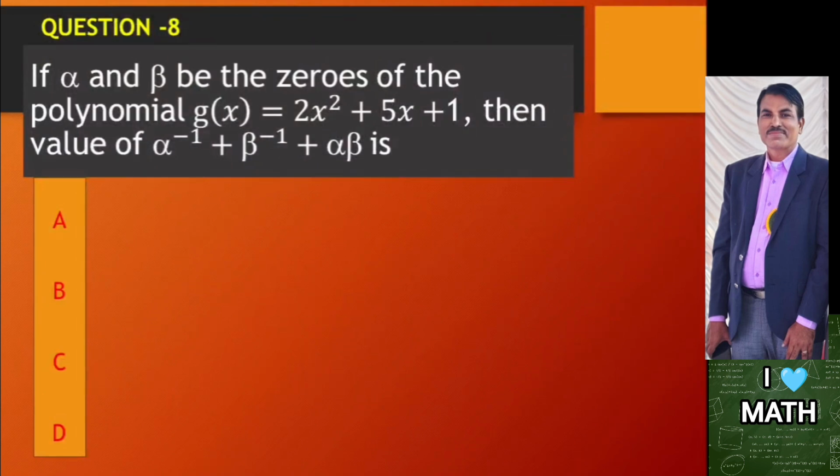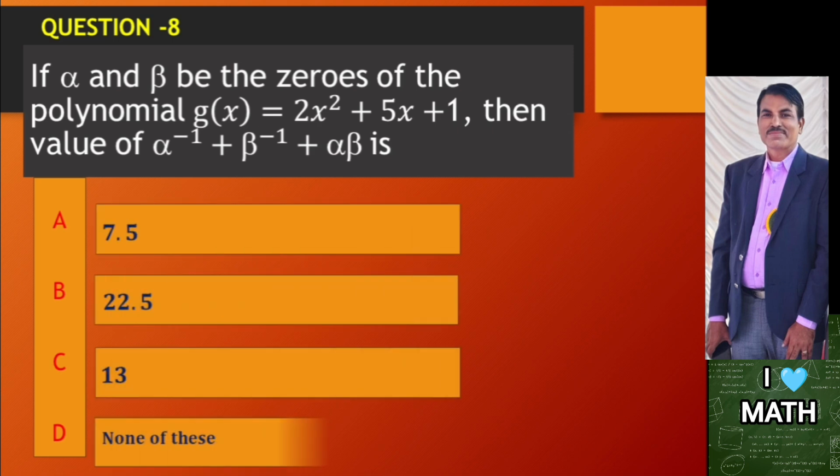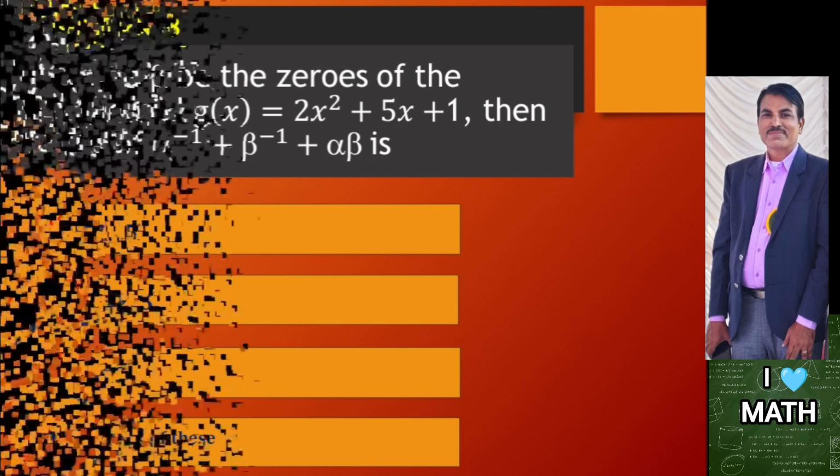If alpha and beta be the zeros of the polynomial g of x equal to 2x square plus 5x plus 1, then the value of alpha inverse plus beta inverse plus alpha beta. What's the value of alpha to power minus 1 plus beta to power minus 1 plus alpha beta? Calculate the value and note down the correct option. Is it 7.5? Is it 22.5? Is it 13 or none of this? We'll move to the next question, number 9.